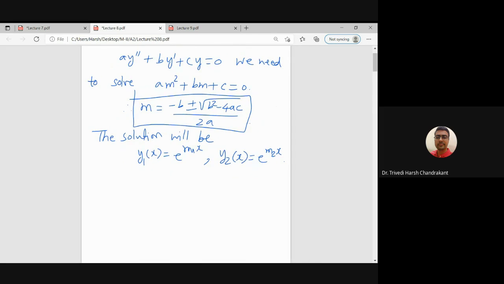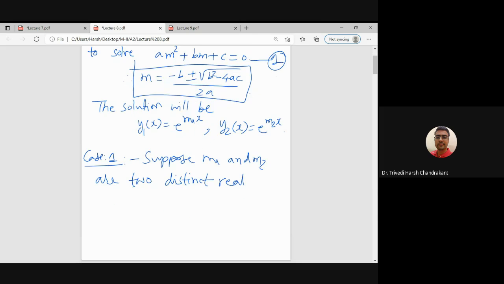So depending on the solution of this quadratic equation, we will get the corresponding solution of the differential equation. Let us discuss the first case, in which we have distinct solutions. Suppose m1 and m2, and let us call this differential equation 1, are two distinct real solutions of equation 1, right? So this is our first case.